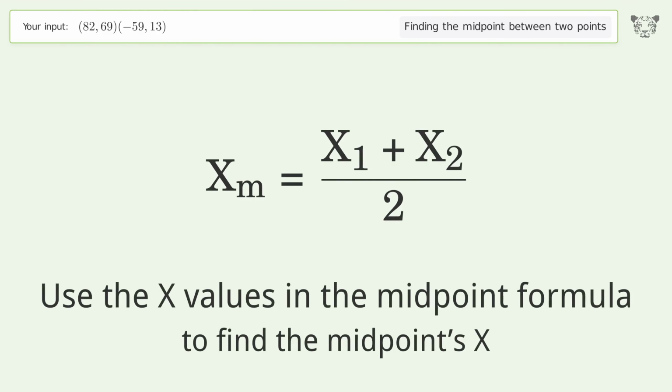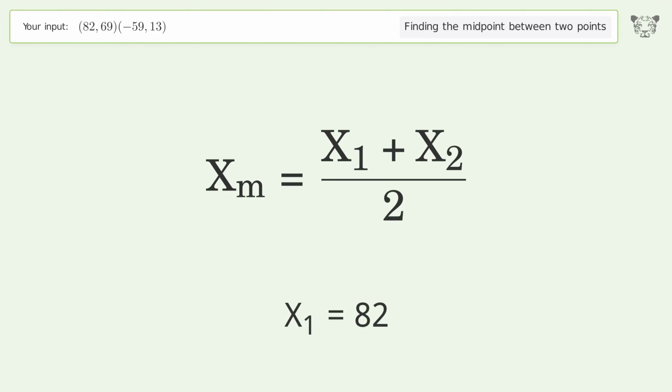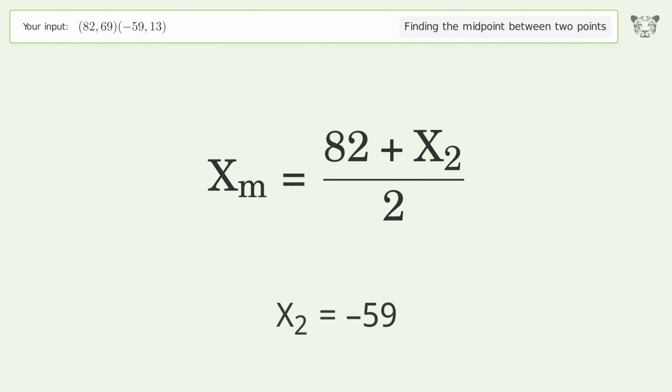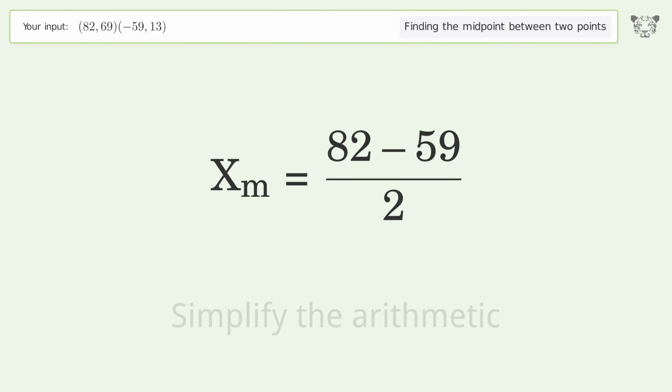Use the x values in the midpoint formula to find the midpoint's x. x1 equals 82. x2 equals negative 59. Simplify the arithmetic.